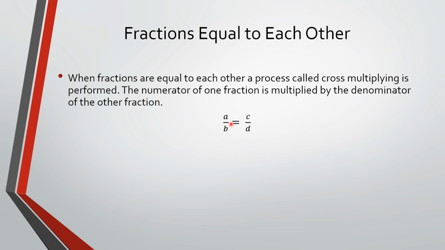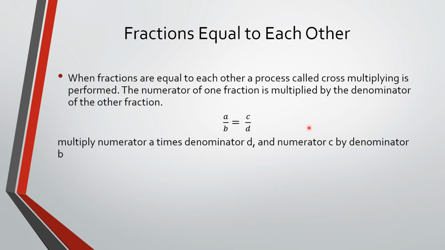So we have just generic values here, okay? Variables like a divided by b equals c divided by d, okay? So we're going to cross multiply. So we're going to multiply the a times the b, and then we're going to multiply the b times the c. So that's why it's like cross multiply, okay? And we're just going to set those equal.